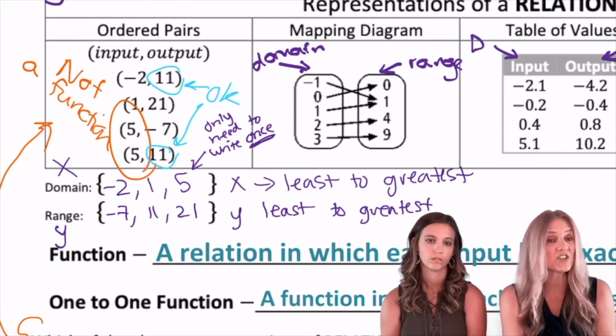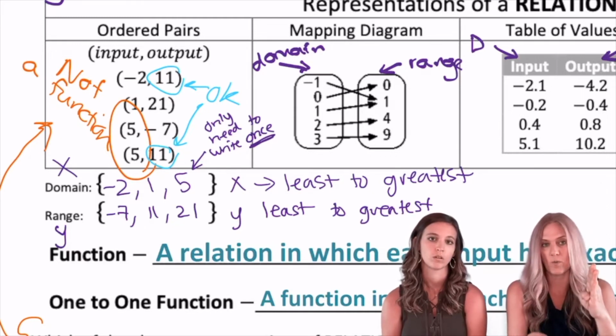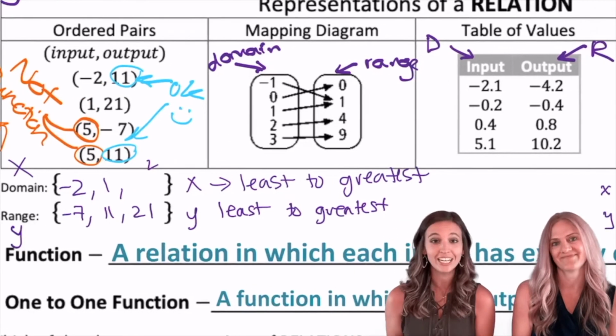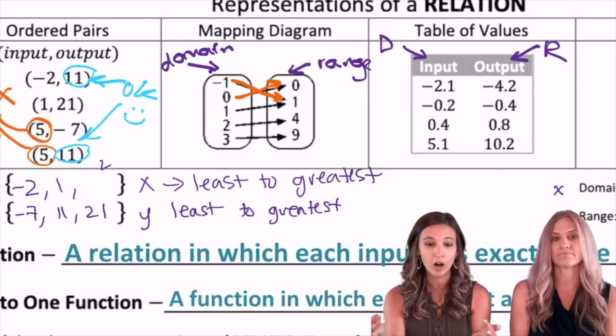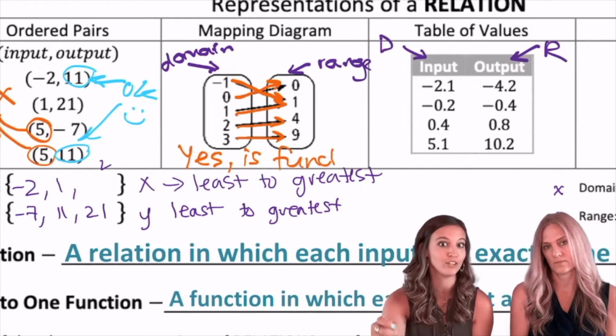It's still a function. A function just doesn't have an x that goes to 2 different y's, but all of them could go to the same y. Moving on to the next one, this one is a function. In our mapping diagram, we can see that every input has exactly one unique output.